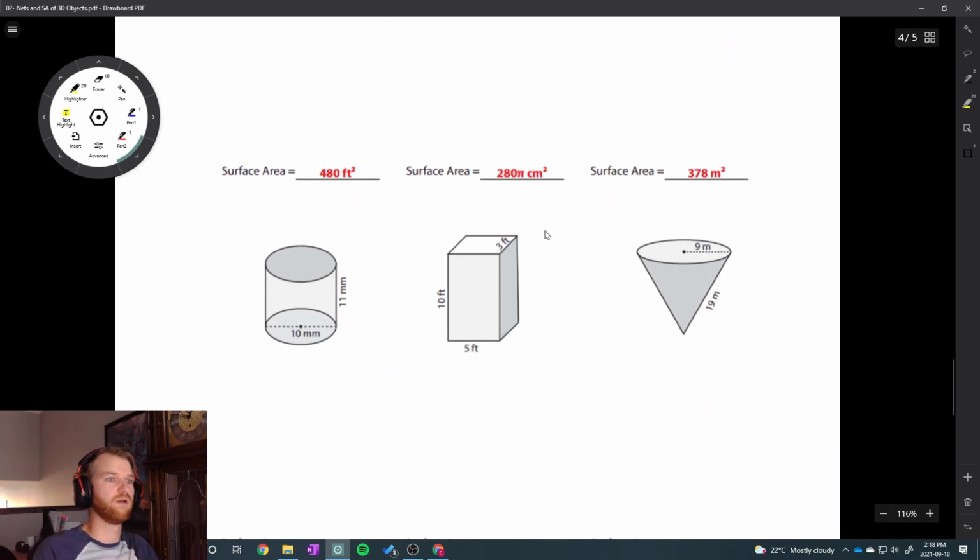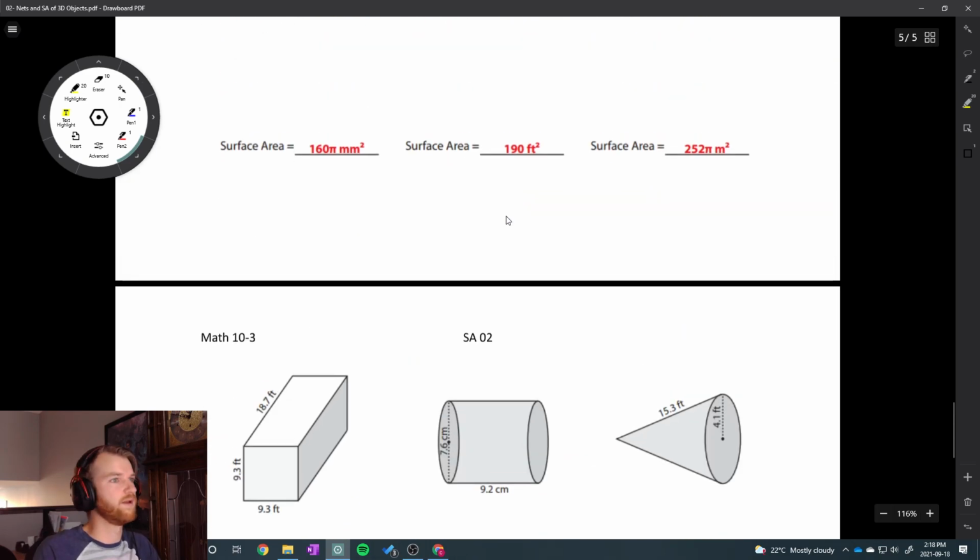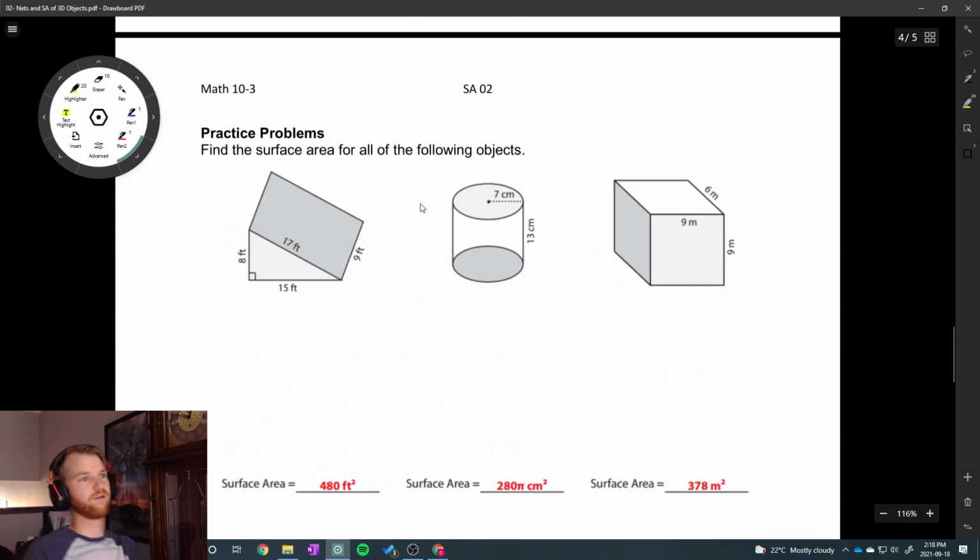They can take a little while. These ones actually aren't too bad. These are more simple shapes. The next ones are a bit longer, but if you get practice at these, it'll be smooth sailing. Good luck.